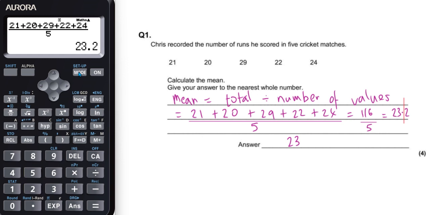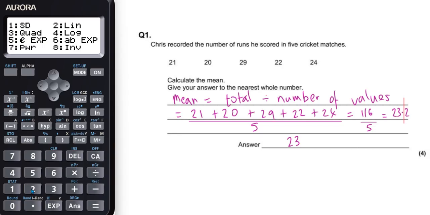So if I press the mode button next to on at the top and choose number 2 stat, I then need to choose option number 1, which is SD, and I get a list there of the X values. I can now type in my numbers just like I did before. So type in 21, press equals, 20 equals, 29 equals, 22 equals, 24 equals, and counterintuitively you press the CA button at this point.